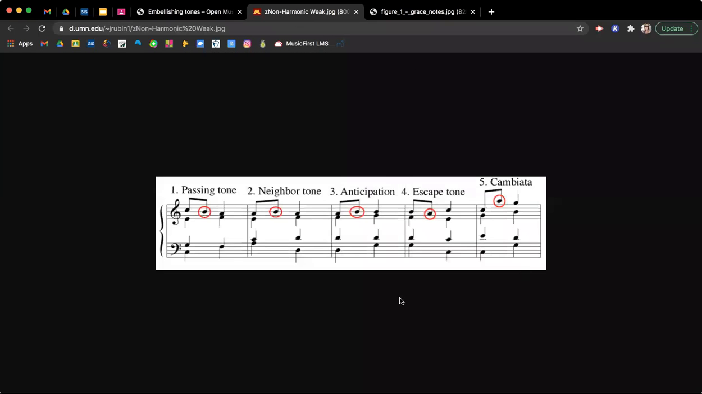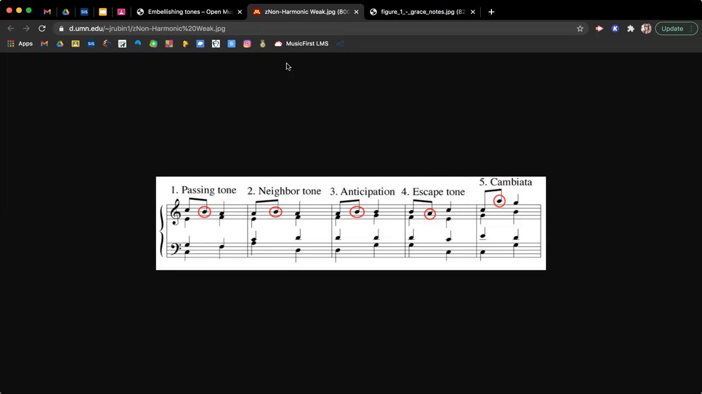Here's another image of embellishing tones that I think is helpful, right? To see our passing tone, our neighbor tone. We can see our anticipation, right? This new note from this new chord being played early. Our escape tone, step and then leap in opposite directions. And then a cambiata, which did come up earlier in our classes, but sometimes it's hard to understand, but is much clearer when we look at it next to the escape tone. A cambiata is when you leap and then resolve by step in opposite directions.